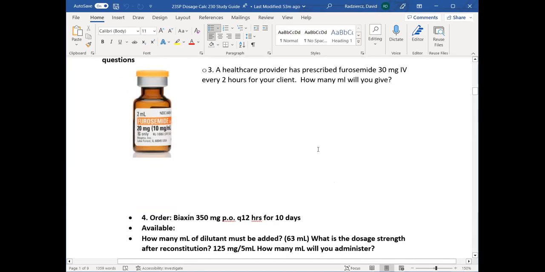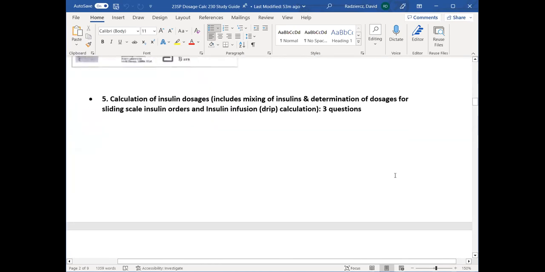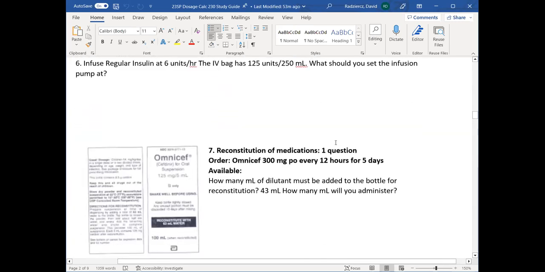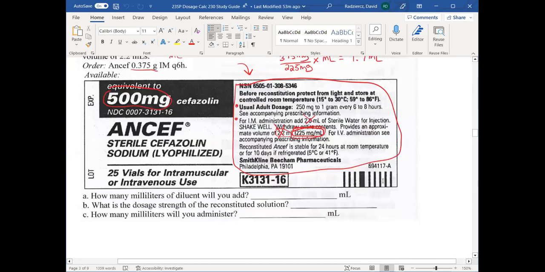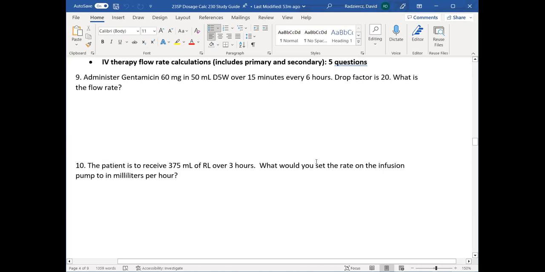So let me get to the things that are a little bit new, and that's going to be these flow and drop rate calculations. So let me pull up one that we can see. Okay, so let me start with these here.